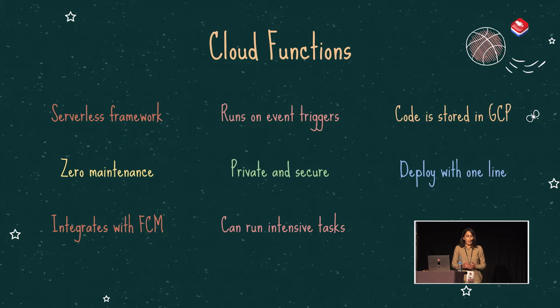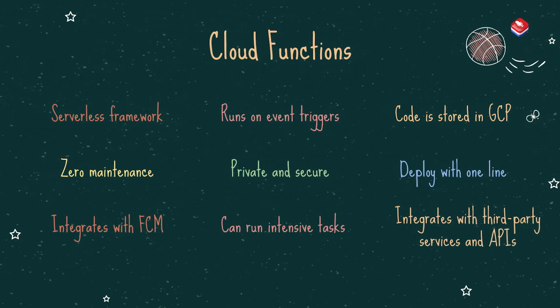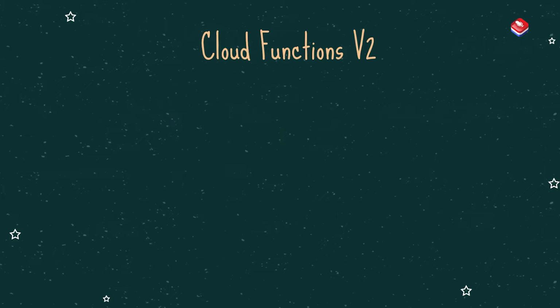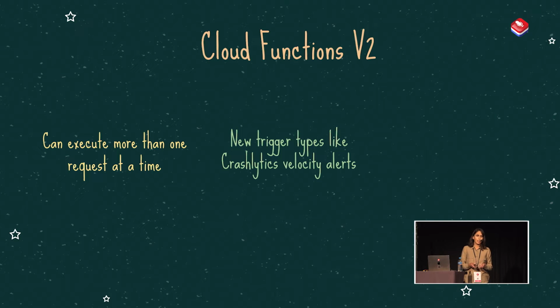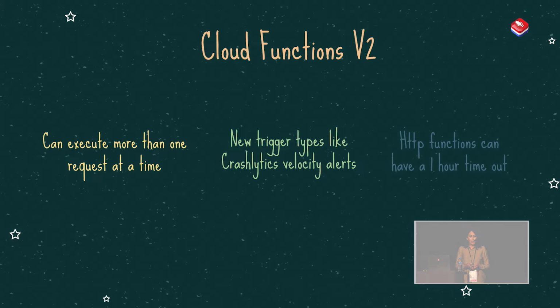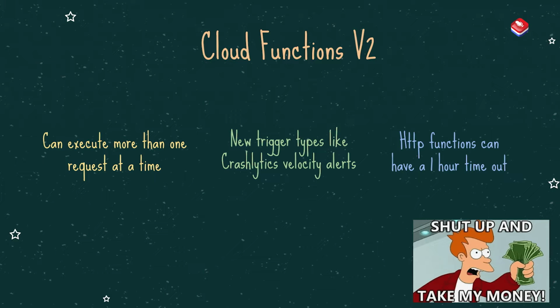If you want to build a notification system with some business logic, you can use this. And you can run intensive tasks like machine learning tasks that you don't want to run on your client. Also, it integrates with third-party APIs, and there are a lot of integrations that you can use with Cloud Functions. They've recently released version 2, which has a bunch of cool features. Some of them are that you can execute more than one request at a time. New trigger types are added, like Crashlytics velocity alerts. And HTTP functions can have a one-hour timeout. Previously, it was 9 minutes.